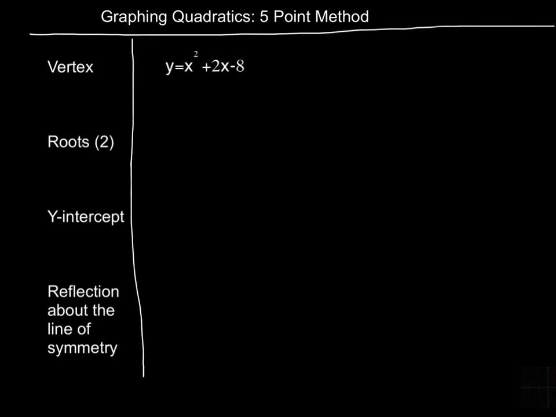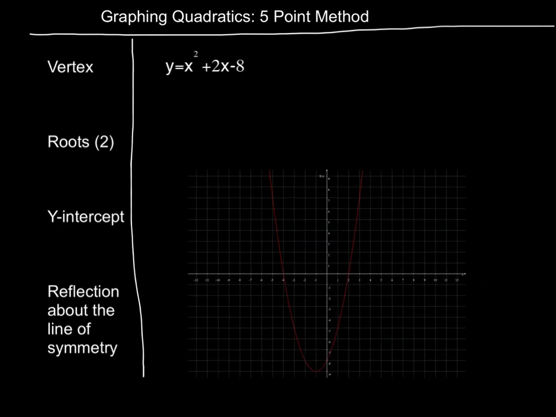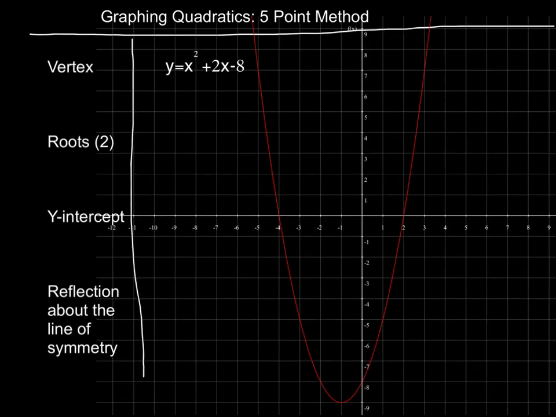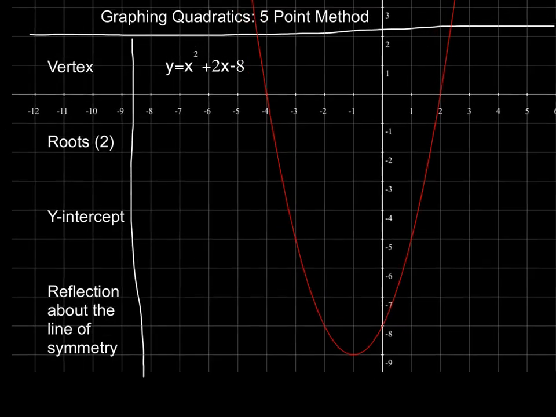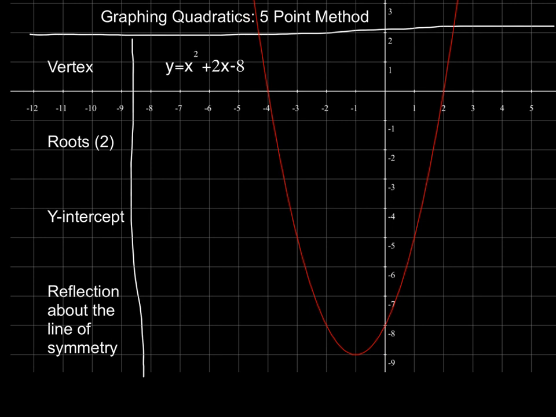Now here we have an equation here, y equals x squared plus 2x minus 8. So that's a quadratic because I have x squared, and I have a graph here that I've already done that will already be able for us to look at here. So let me zoom it in here. Okay, so as we look at this graph, we can see the 5 points that we need.